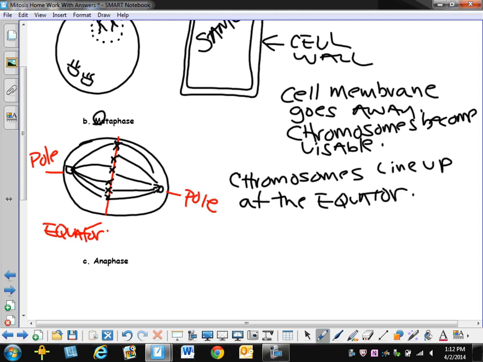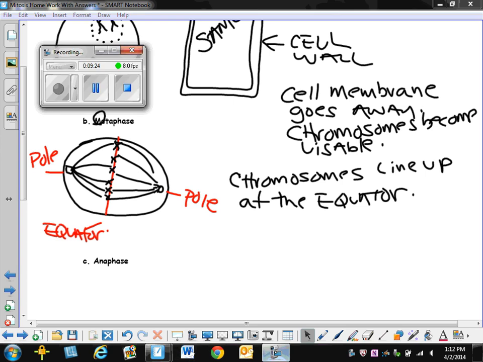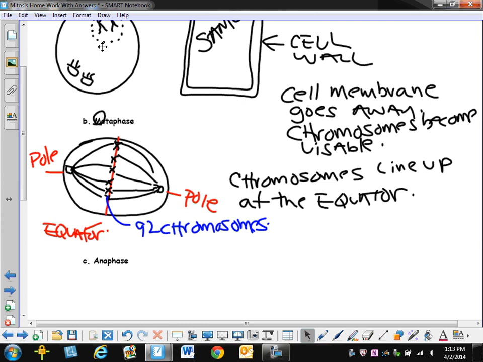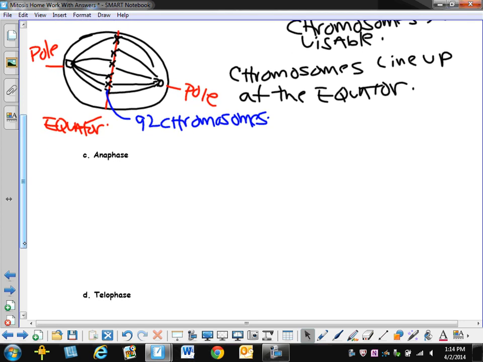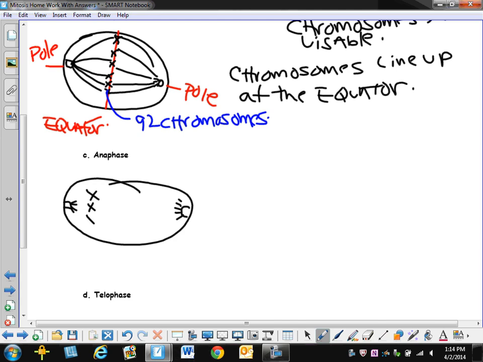Now, a question. So we've gone from 46 to 92. We're not going to have 92 long, because we're going to get on down the road here, and we're going to get the cell divided. So our cell's getting bigger, it's getting more oblong shape. Our centrioles are higher. Our chromosomes are now getting pulled back.